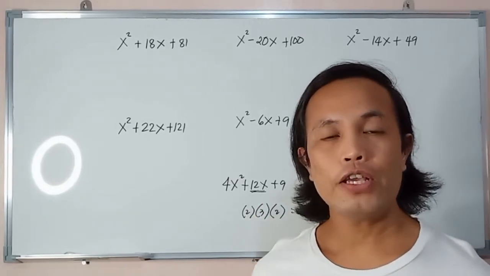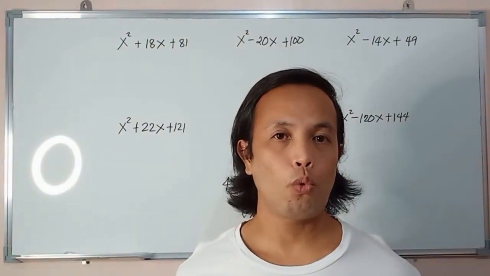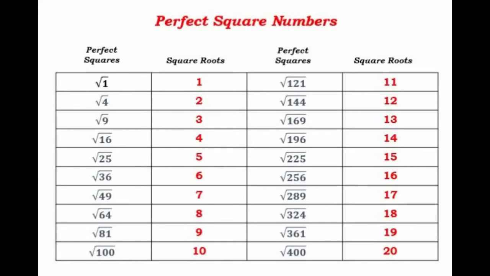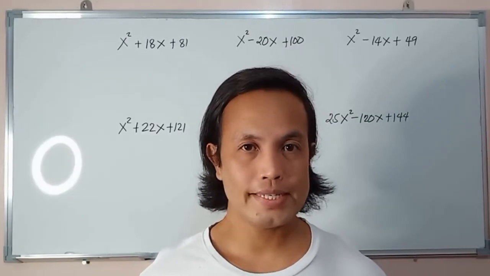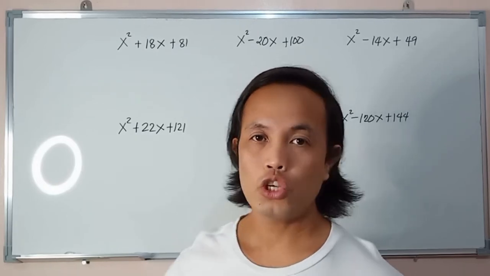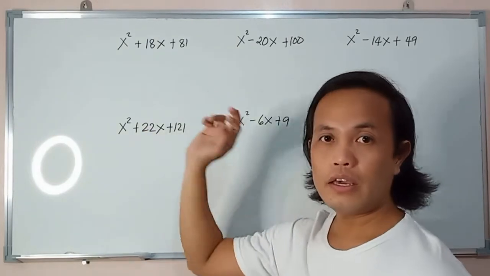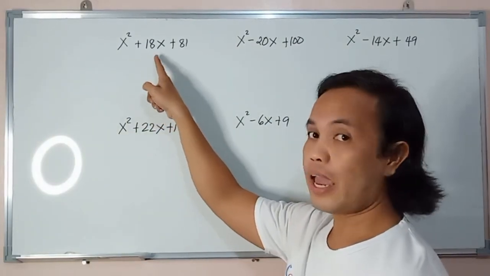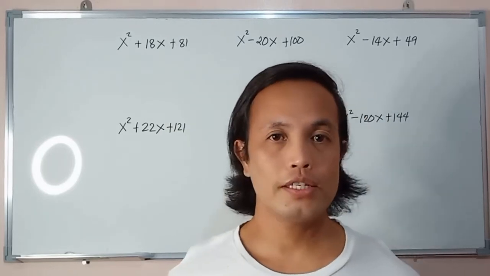When I say perfect square numbers, I have here some examples of perfect square numbers. Now let's proceed to our examples. How do we factor a perfect square trinomial? We will try this example, example number 1: x squared plus 18x plus 81. How do we factor this trinomial?